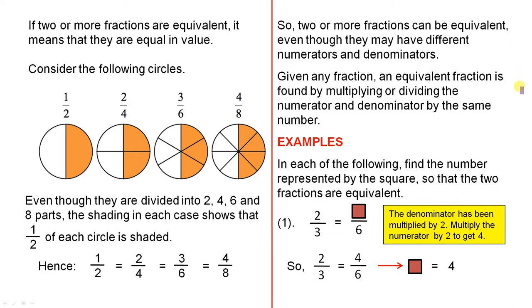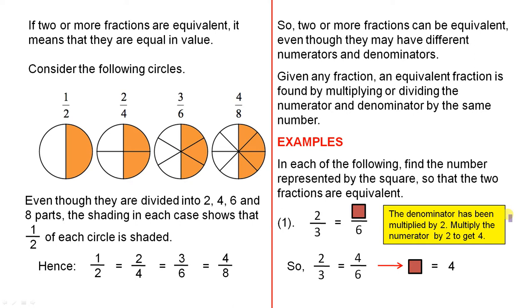Given any fraction, an equivalent fraction is found by multiplying or dividing the numerator and denominator by the same number. Examples. In each of the following, find the number represented by the square, so that the two fractions are equivalent. So we have 2 over 3, and we have to find the numerator when the denominator is 6.